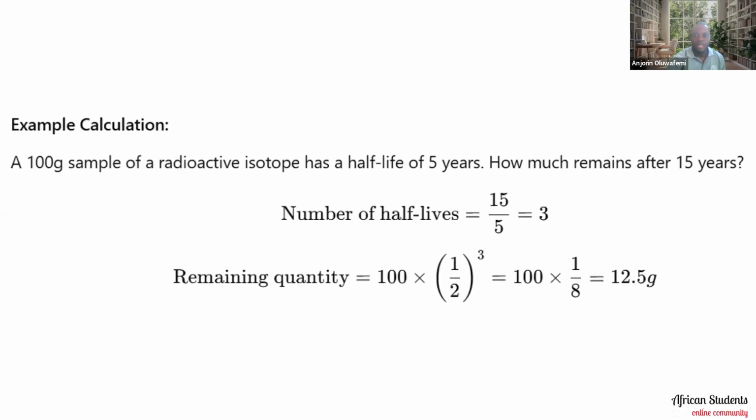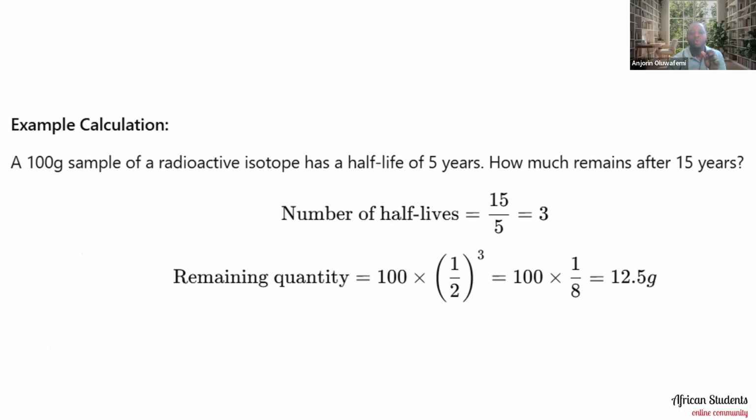Okay, let's look at this example that says that a 100 grams sample of a radioactive isotope has a half-life of 5 years. How much remains after 15 years? Don't forget, it has a half-life of 5 years. So the number of half-lives would be what? 15 divided by 5, which would be equal to 3.